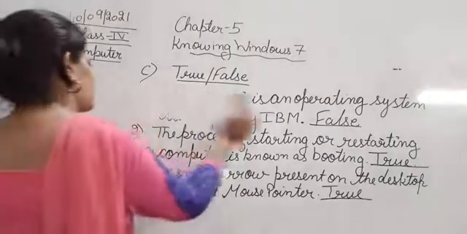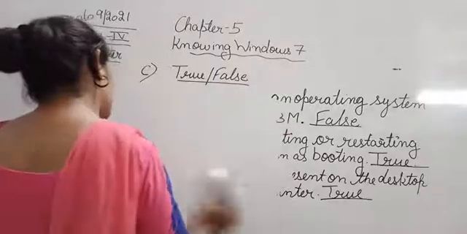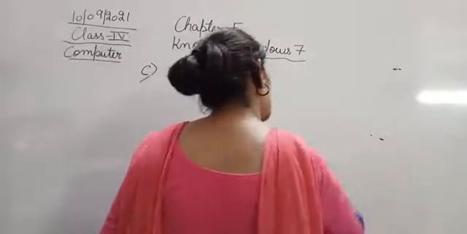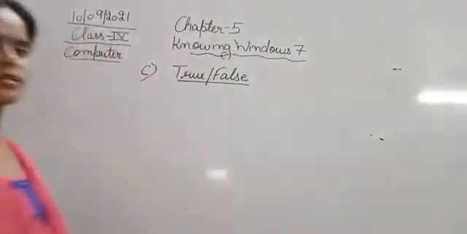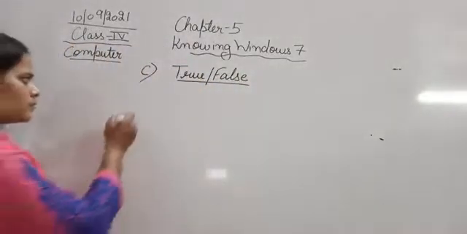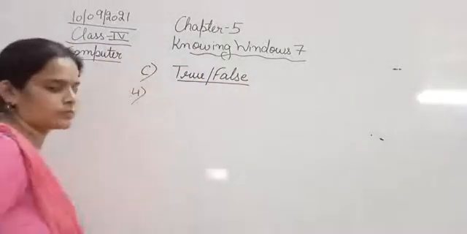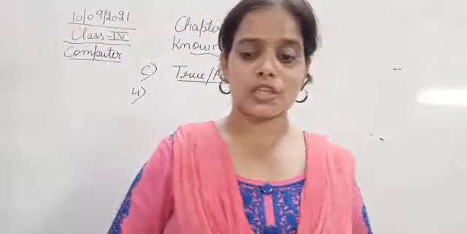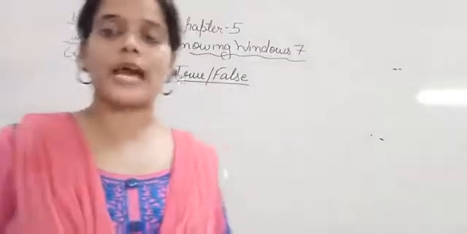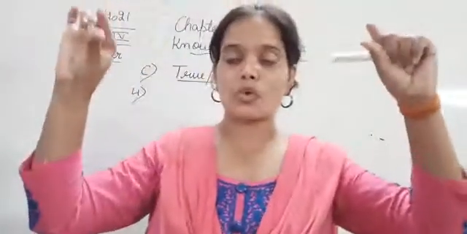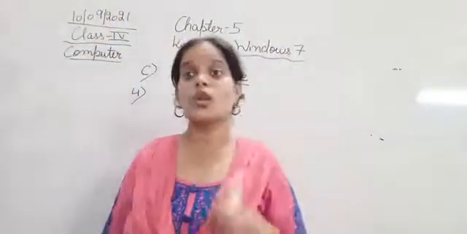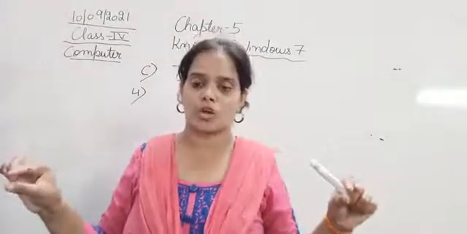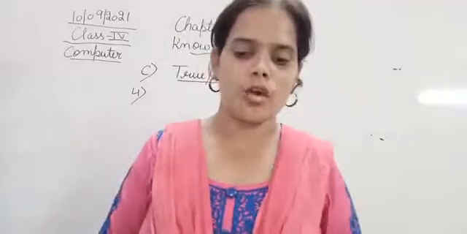Moving next to the fourth one. So we are moving to the fourth one. So the fourth is the taskbar is located at the top of the desktop. So taskbar सबसे desktop के सबसे ऊपर दिखती है. So is it true? No. So taskbar is present on the bottom of the desktop. Okay, so this is false.